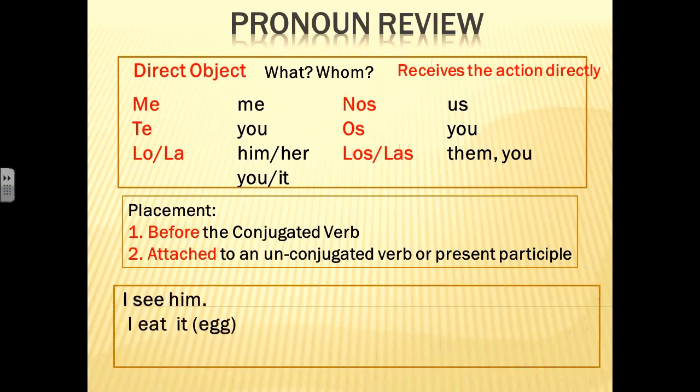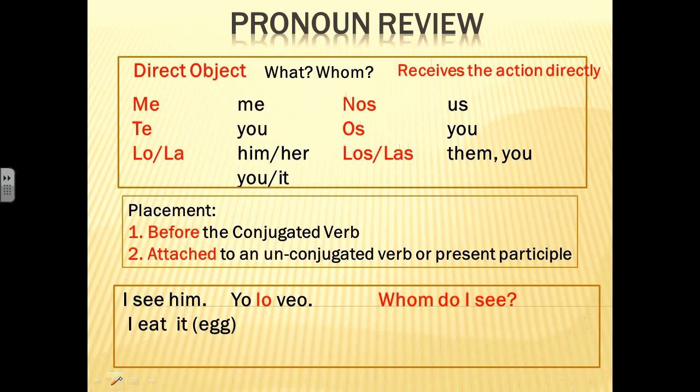For example, if you want to say, I see him, you need to use the direct object pronoun. The direct object pronoun for him, okay, is lo. So it's yo lo veo. And it goes before the conjugated verb. You cannot say yo veo a él. You need to say yo lo veo for I see him.